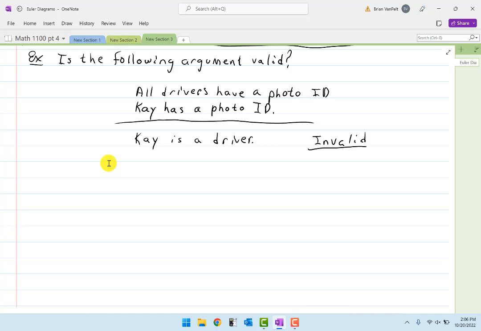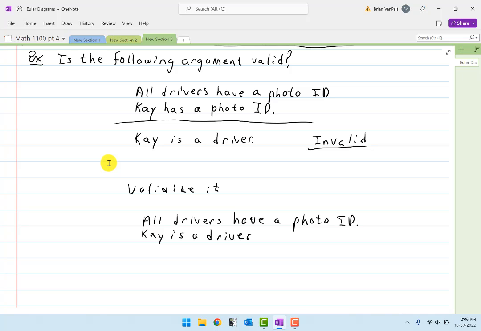However, I can make it valid. Let's validize it by switching the last two lines. So I'll go all drivers have a photo ID. K is a driver. Therefore, K has a photo ID. Now you can see where it follows.